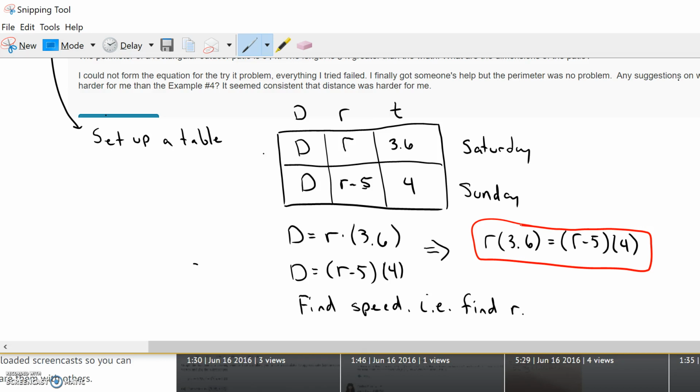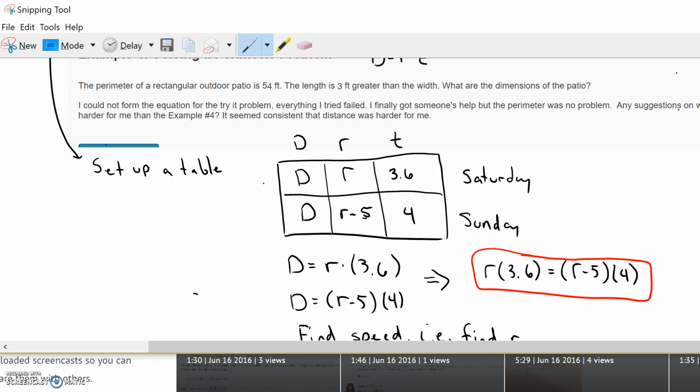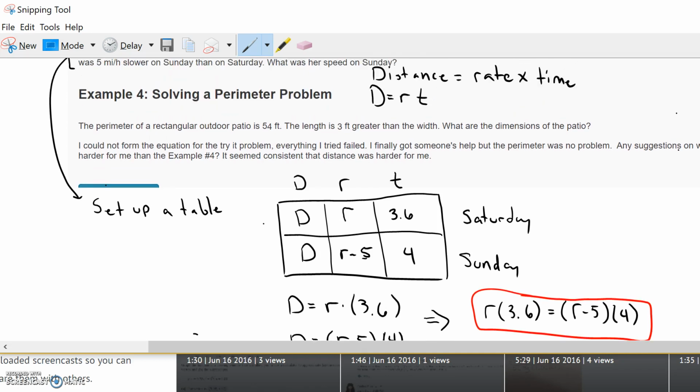But this is how you would set it up, and every time you run into these distance equals rate times time problems, set up that table. That's the best thing, and use that formula D equals RT.